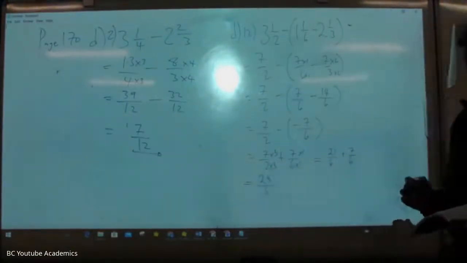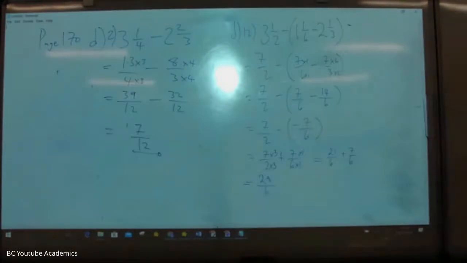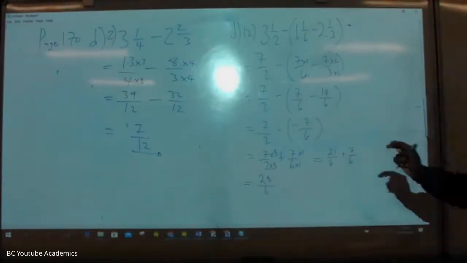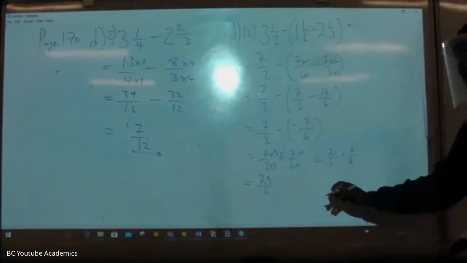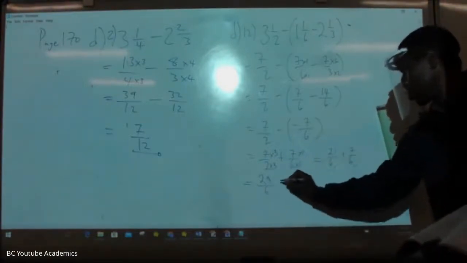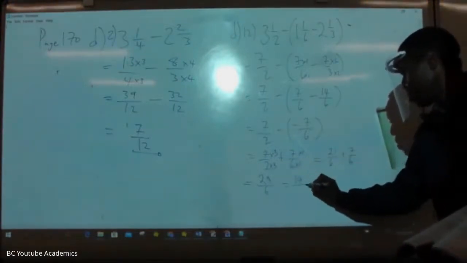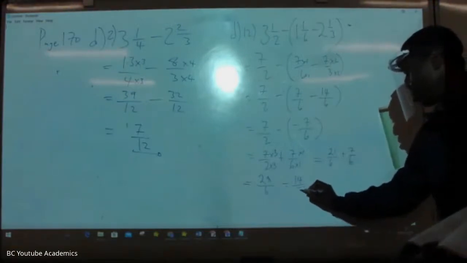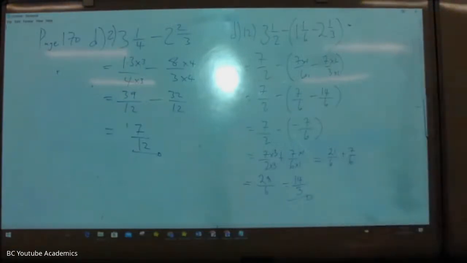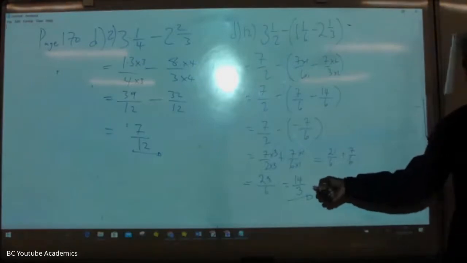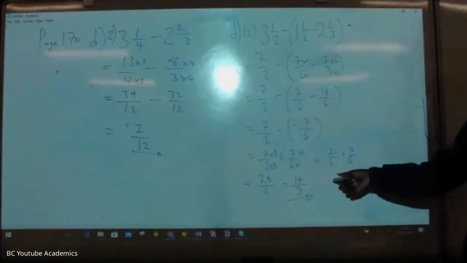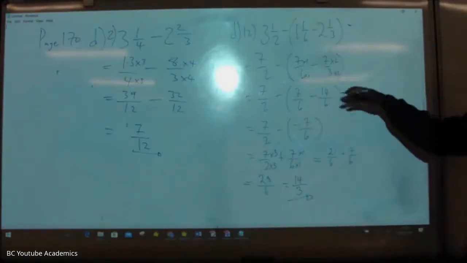What do we need to do with this? Simplify. So our highest common factor is 2. So it's 2 into 28, 14, 2 into 6, 3. So please make sure you always express in the simplest form. It looks like many steps, but it's pretty easy.